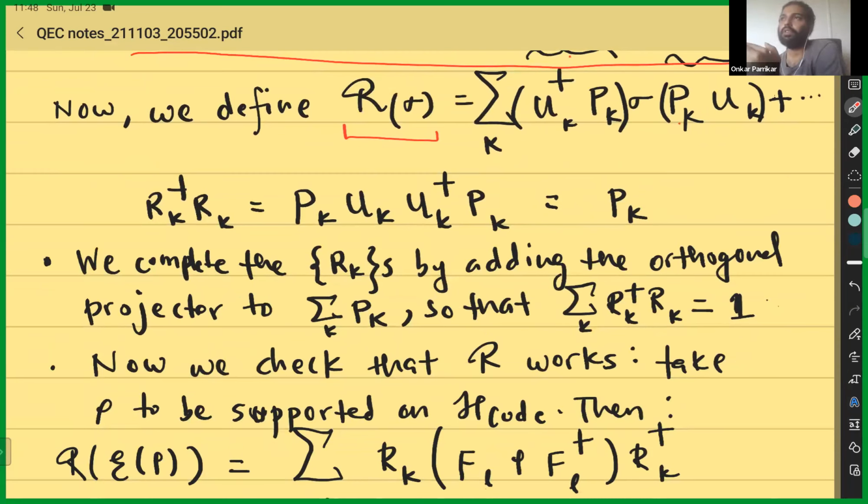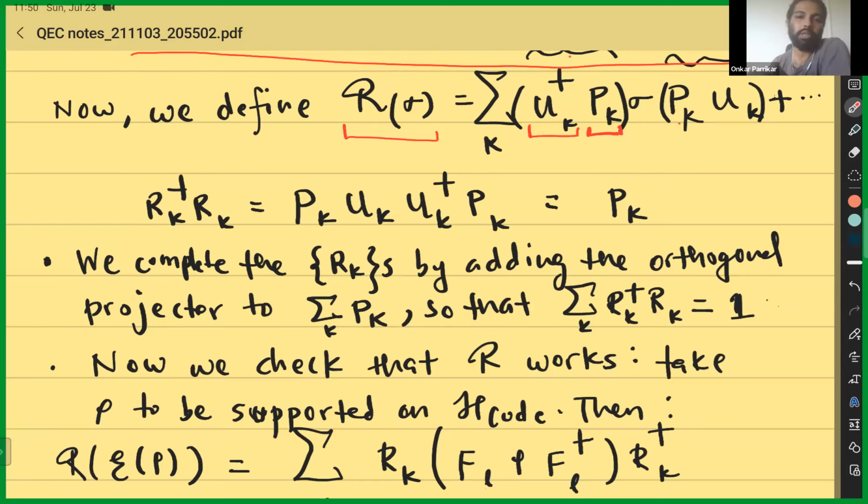then you wouldn't be able to tell which error happened, right? Because projecting on it, there could be overlap between these different subspaces, and then it's not possible to distinguish whether F1 happened or F2 happened or F3 happened and so on. The Knill-Laflamme conditions basically say that because all of these Fs map you into different orthogonal subspaces, you can always tell which kind of error happened and then rotate back. That's the basic intuition behind this formula.